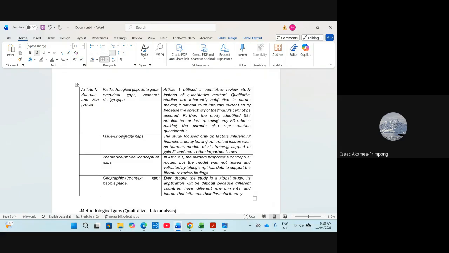So this is what we call a contextual gap. Some people have done it somewhere, but when it comes to a certain area, people have not done it. It's called a contextual gap or geographical gap. And when you do that and you do it well, it's good. That's why I understand that many of us in Ghana, most of our studies are about Ghana.